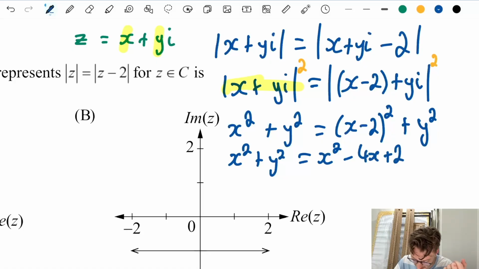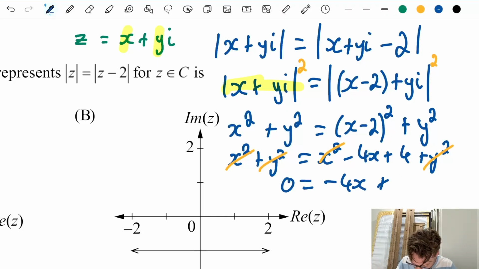And I'm going to square my last term, that's going to give 2 squared is 4. And my plus y squared is going to stay there as well. If I now go ahead and, well, I was going to say collect like terms. Really, I can actually just cancel these out, right? I can subtract x squared and I can subtract y squared from each side. It's now gone, and I'm simply left with 0 is equal to minus 4x plus 4.